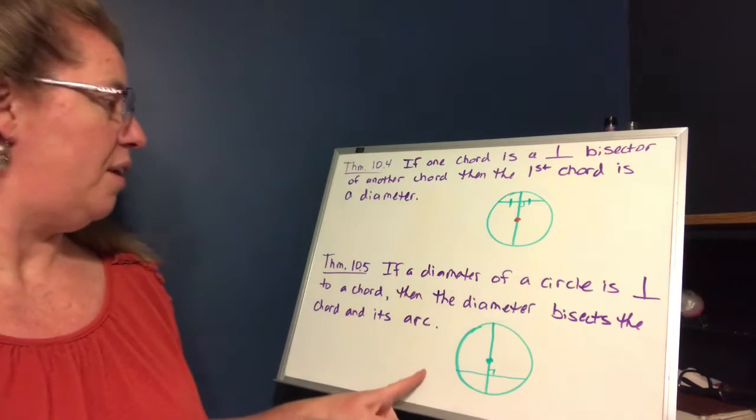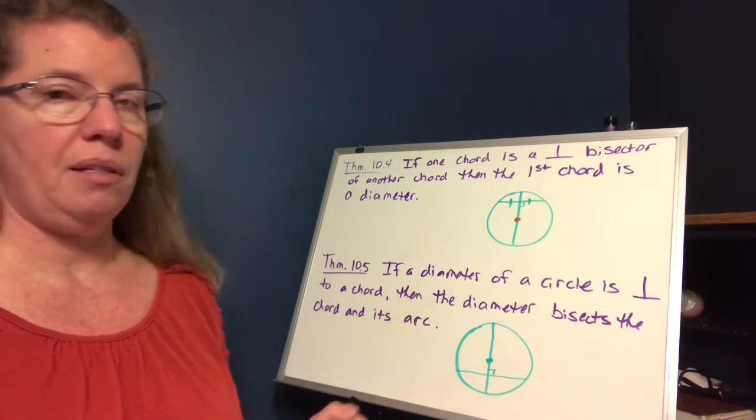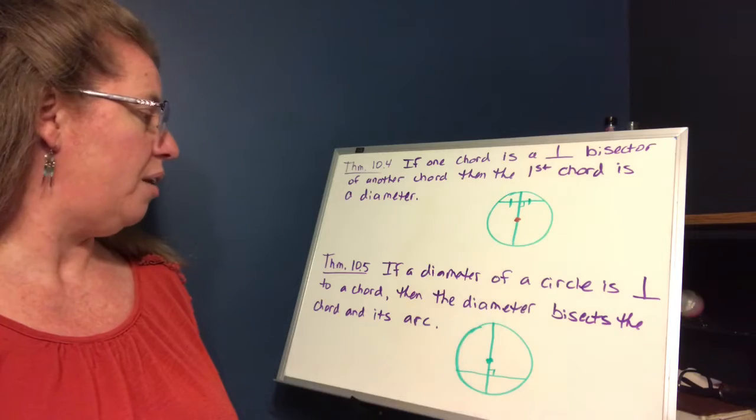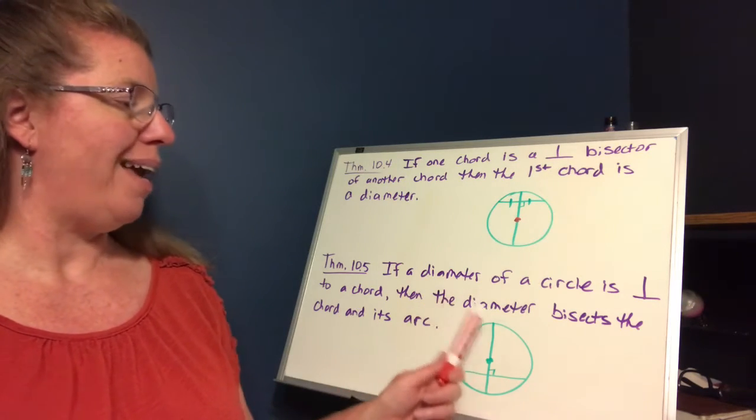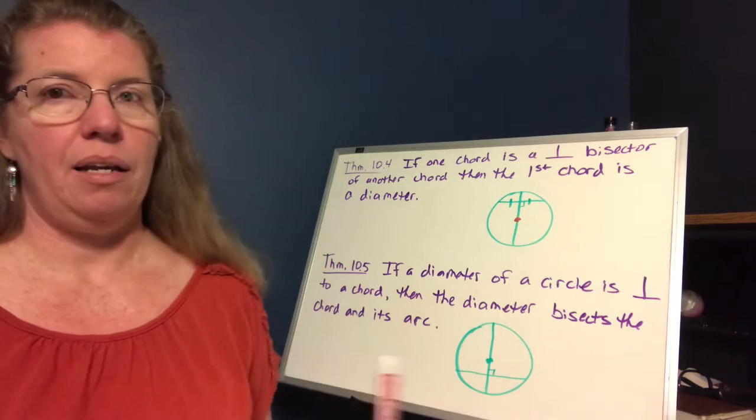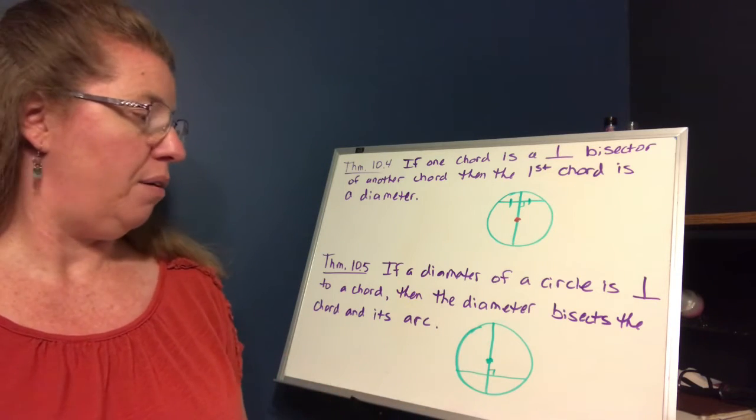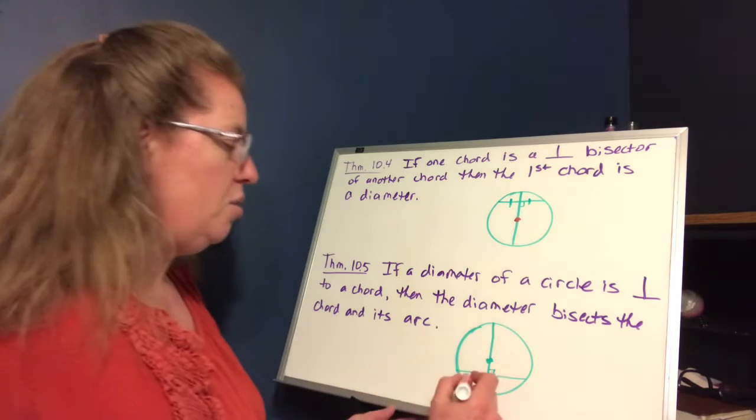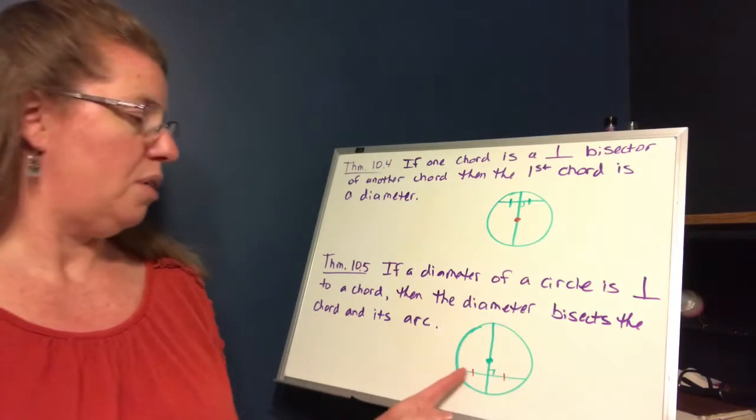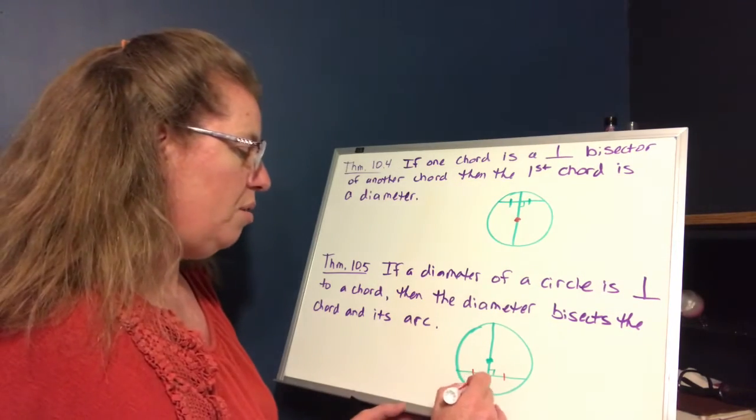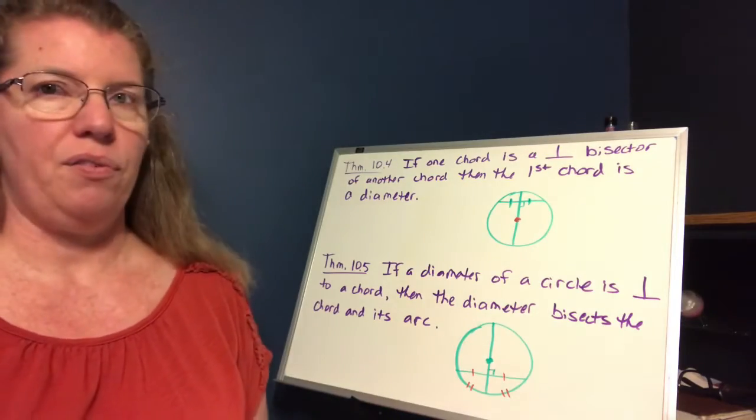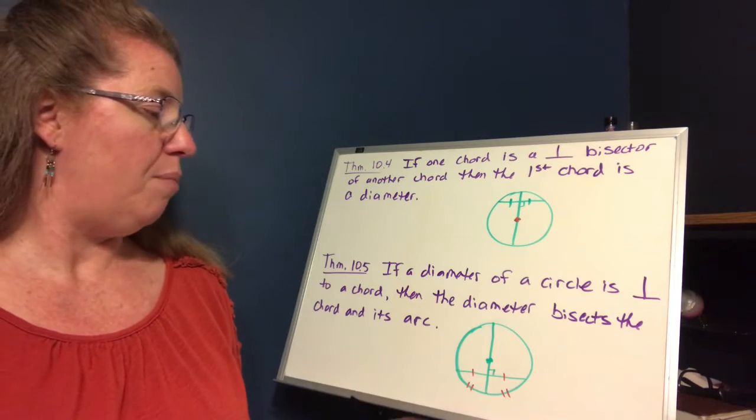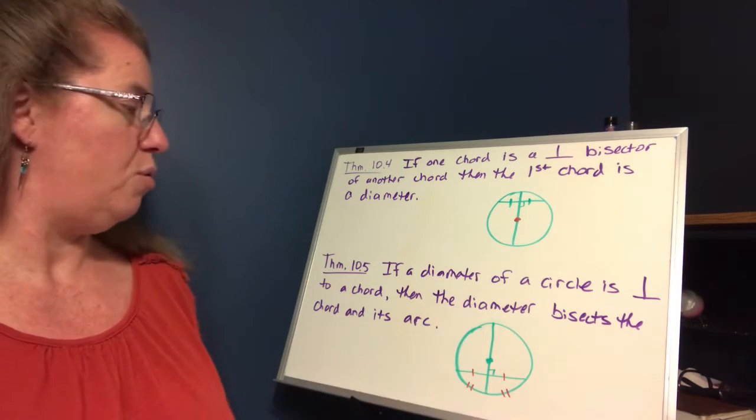All right, 10.5 then says, this is almost the converse, but it adds a little bit extra. If a diameter of a circle, so we're starting with our diameter, is perpendicular to a chord, then we know that the diameter bisects the chord and its arc, okay? So it adds the arc in there this time. So this time we start with a diameter. We know it's perpendicular to a chord, so that means by this theorem, the two sides there cuts it in half, but also the arc is cut in half. So we're also going to be able to find lengths of arcs, lengths of chords there. If we know that it's a diameter, we know that this would be true.